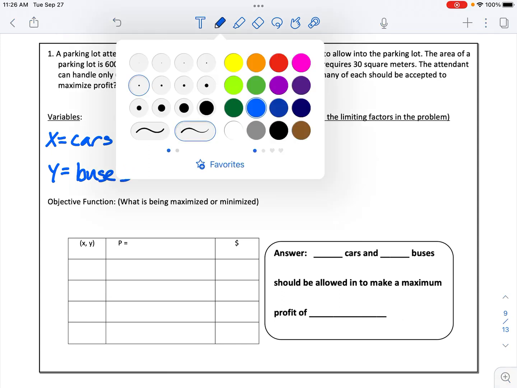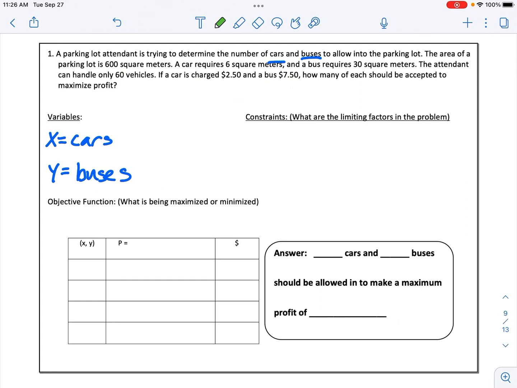Next, we're going to do our constraints. It says the area of the parking lot is 600 square meters. And a car requires 6 square meters, a bus requires 30 square meters. All of those have to do with square meters, so they're going to go in one equation together. A car was the 6, so 6 will go with the x. A bus is 30, so 30 will go with the y. And then the total square meters is 600. Since our parking lot is 600 square meters and it can't be bigger than that, when we add together the cars and the buses, it should be less than or equal to 600.